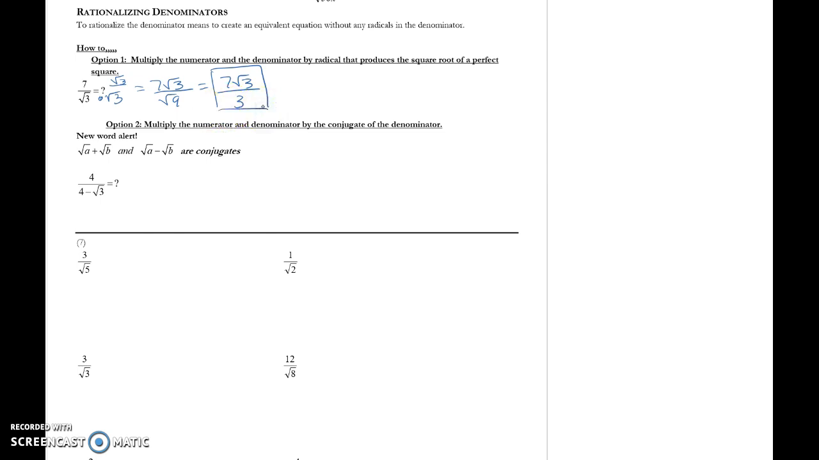All right, another way is you can multiply by the conjugate. The conjugate is pretty much, if you notice, if it's root A plus root B, the conjugate would be root A minus root B, the opposite sign. So you want to have that opposite somewhere so you can cancel out the radical. So for instance, I'm going to multiply by the conjugate of this here, which is going to be 4 plus root 3. And I need to do the same thing in the denominator.